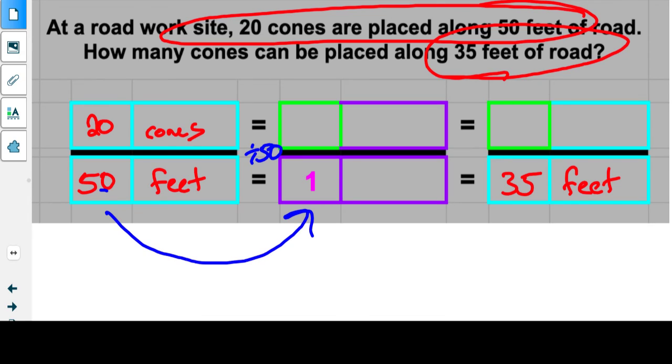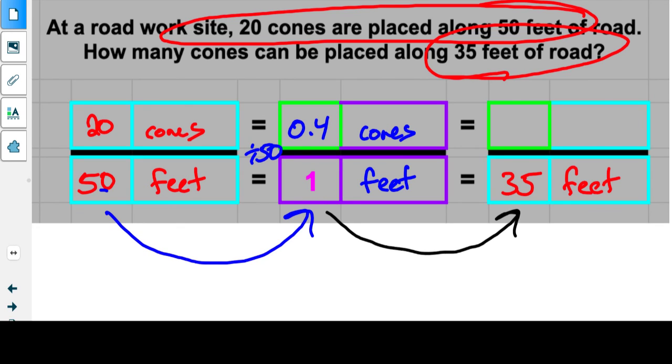So 20 divided by 50 is 0.4. 0.4 cones every 1 feet. And again, a unit rate doesn't mean we're necessarily going to go cut a cone into pieces. It's just saying, here's how much we would need per foot. So if we want a whole cone, we're going to need more than 1 foot. Now we want to go from 1 to 35. Well, I'm going to multiply times 35. I just multiply by what I need, but I got to do the same thing up here. 0.4 times 35 is 14 cones for 35 feet.